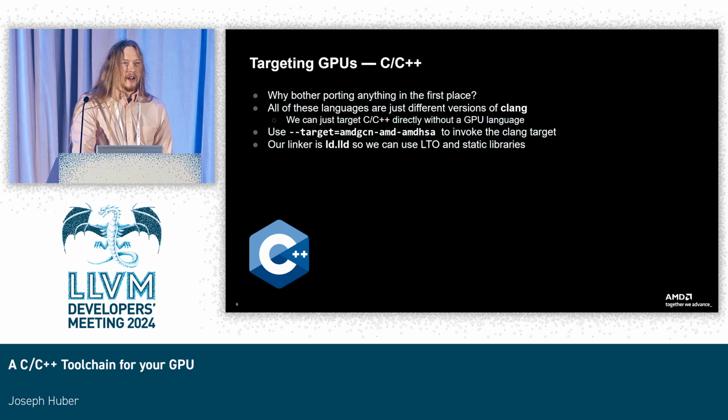So you've seen that pretty much every single one of these offloading languages is just some front end into Clang. So why can't we just use C and C++ directly, right? And it turns out that Clang already has an option to directly target different architectures. It's called --target. So if we're targeting our amazing, great AMD GPU, of course, we just do --target equals AMD GCN, AMD HSA, and we invoke that same Clang target you saw in the previous slides.